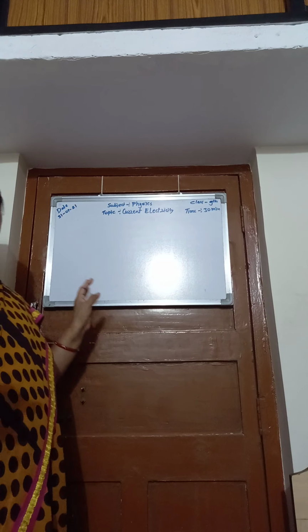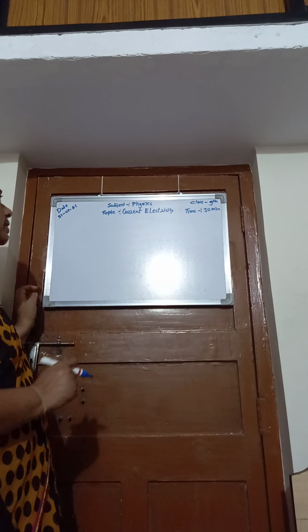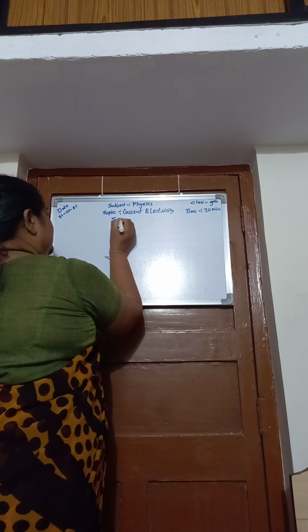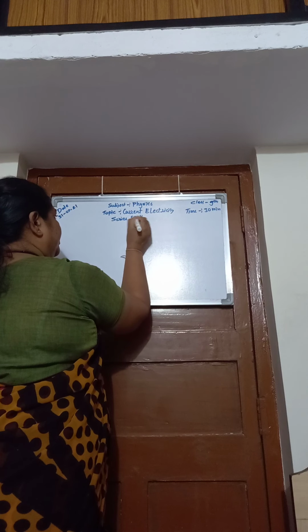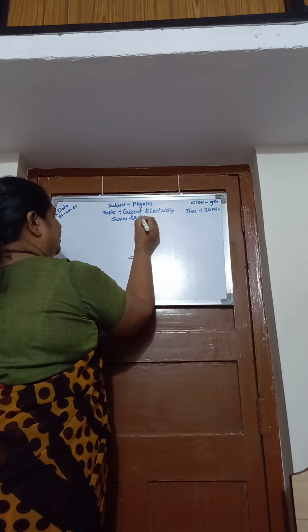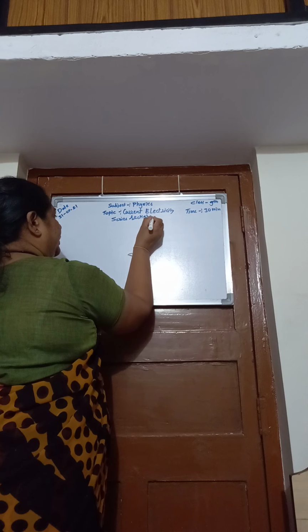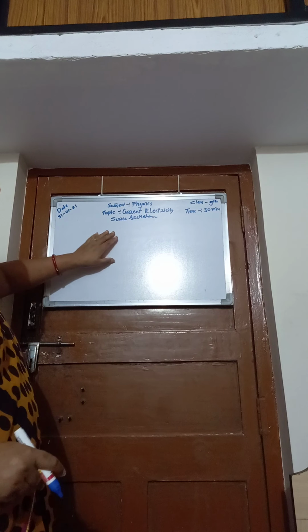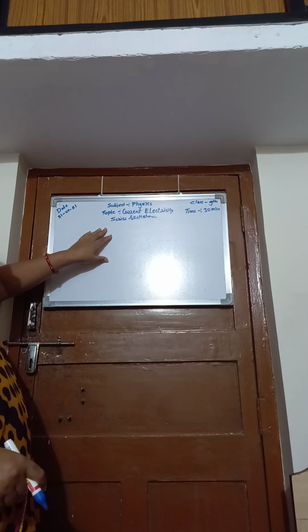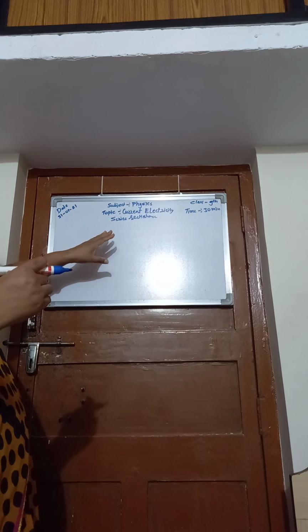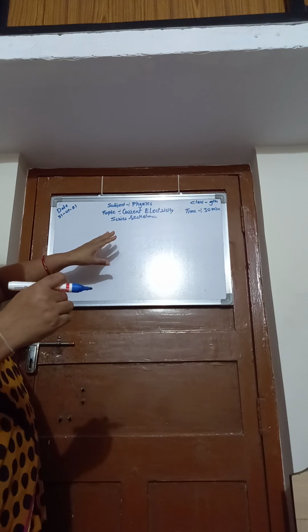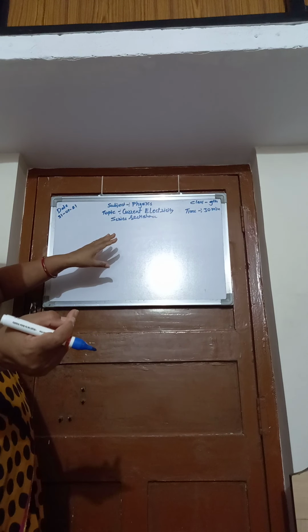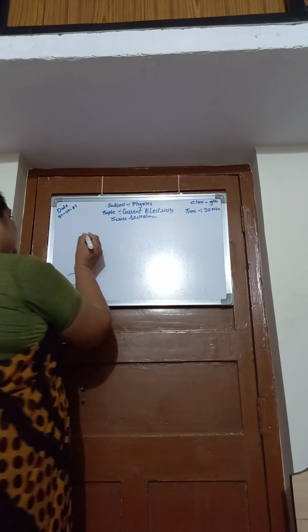Then there are two types of connections in the resistance. First is the series resistance. In series resistance, one end of the first resistor is connected to the beginning end of the second resistor. Okay, I am drawing the diagram here.